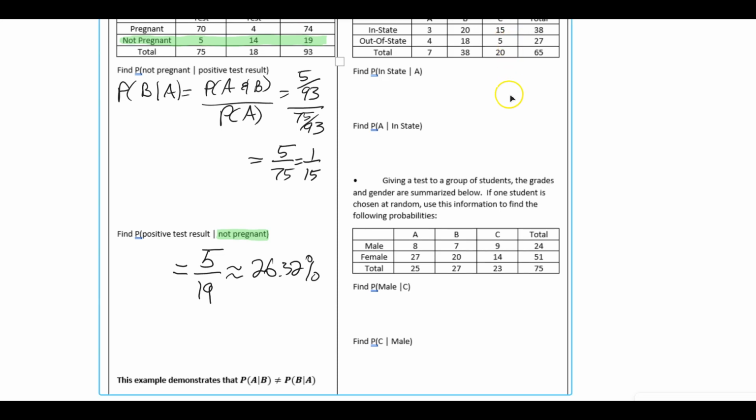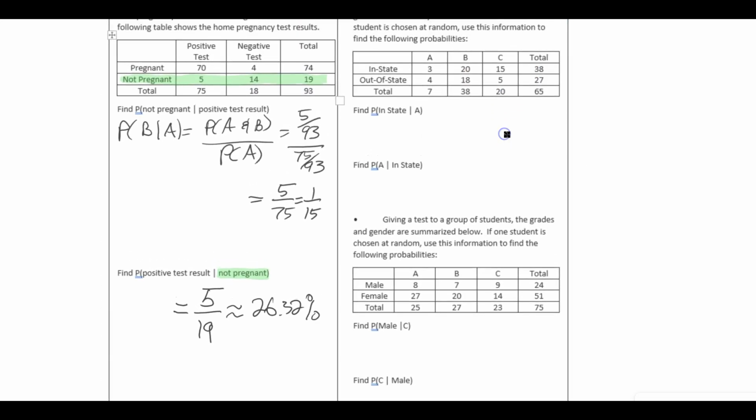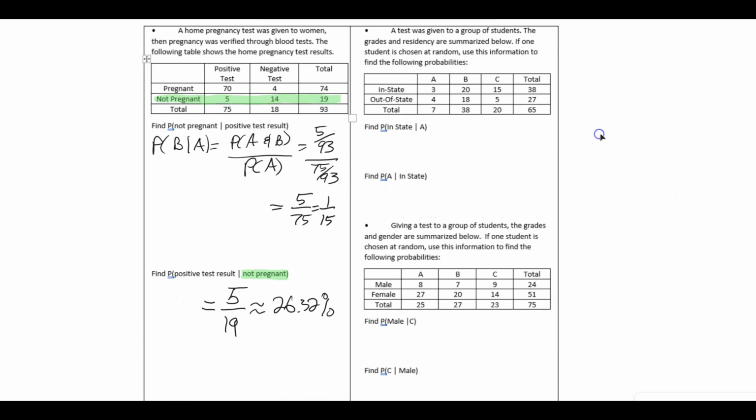All right, go ahead and pause the video as you work out the questions on the right. What you should get is 3 out of 7, 3 out of 38 for the first question, 9 out of 23, and 9 out of 24, which reduces to 3/8 for the second one.